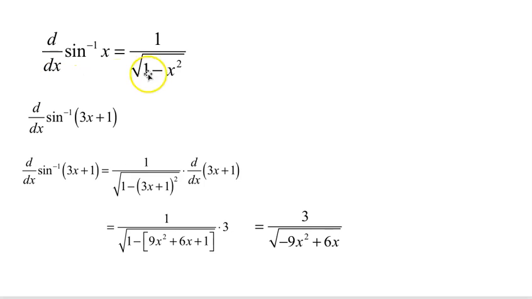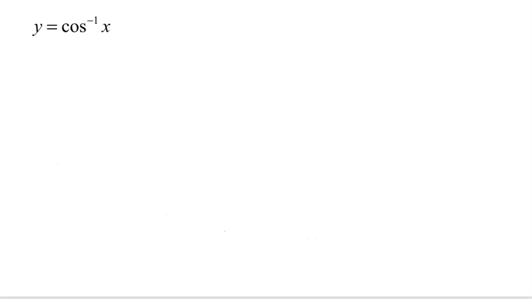So again, I want you to look at this. The derivative of the inverse sine of x is 1 over the square root of 1 minus x squared. Keep that in mind because we're going to go ahead and do inverse cosine next. So this time I want y to be the inverse cosine of x, and I want to find dy/dx. That would be the derivative of the inverse cosine of x.